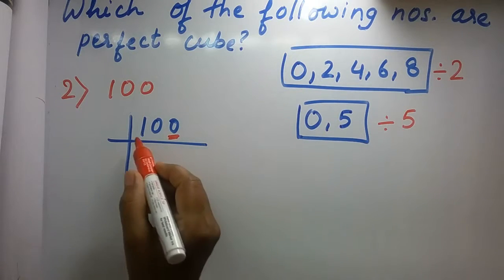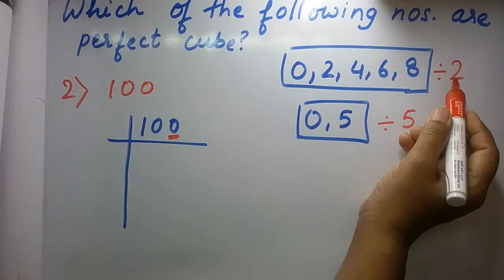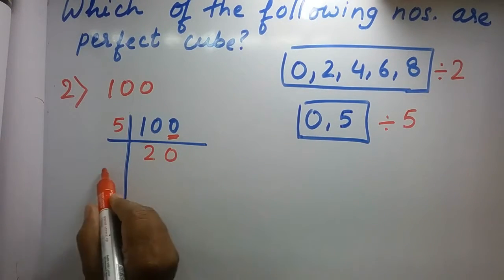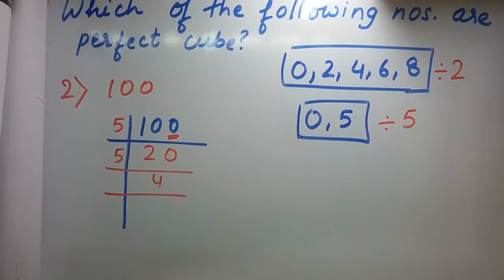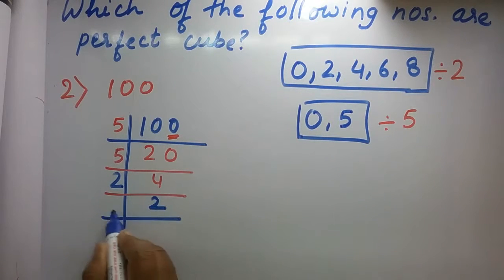Let's do 100. As you want, you can take 5. You want, you can take 2. If you are taking 5, 5 2s are 10. 5 4s are 20. 2 2s are 4 and 2 1s are 2. So these are the factors what we have got.